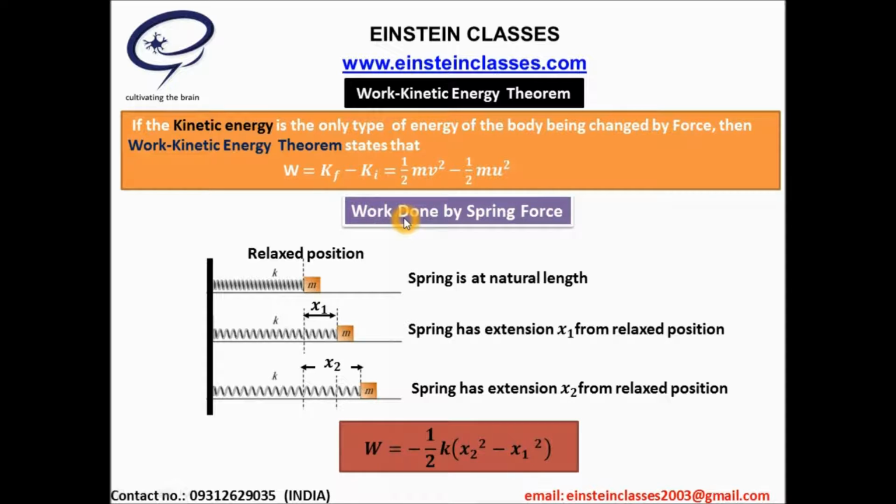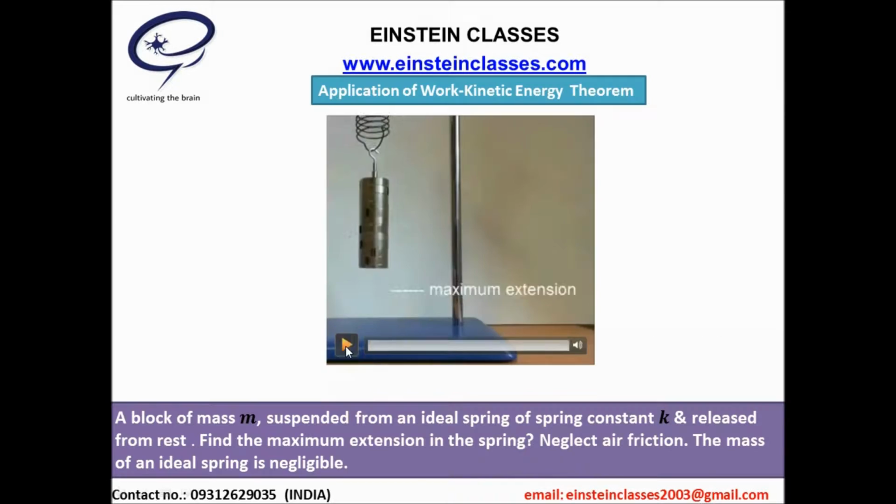Now we are going to revise the concept of work done by the spring force, which was discussed in the previous session. The work done by the spring force, if the spring is extended from position x1 to position x2, will be given by minus half k (x2 square minus x1 square).